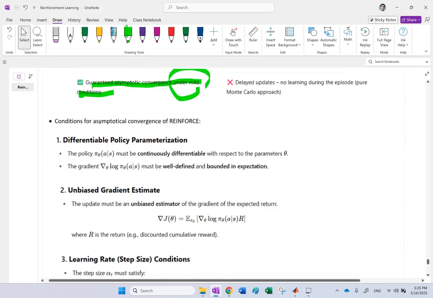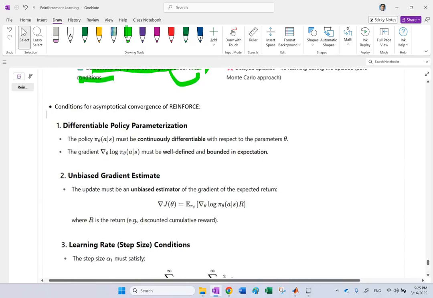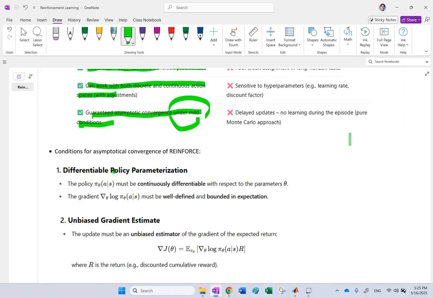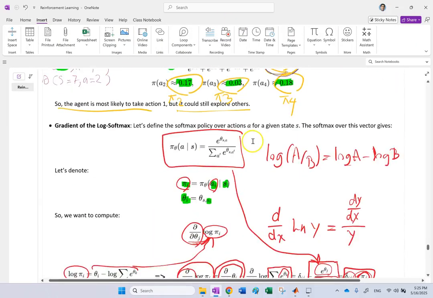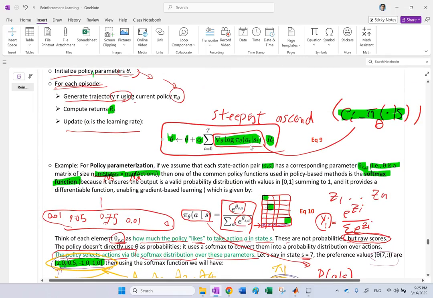Here I added for you the conditions that you need for its convergence. Initially, I didn't want to talk about them, but then I said the lecture is not going to be complete. One of the most important things is that the policy function that you pick is continuously differentiable, and the gradient is well defined and bounded. That is why we picked this in this algorithm, not me, I mean the person who developed it. His name, I guess, was Williams in 1992.